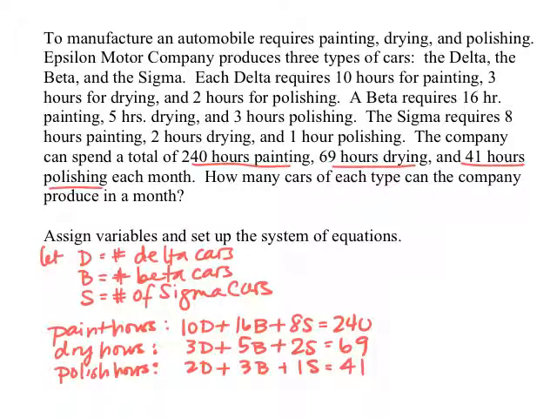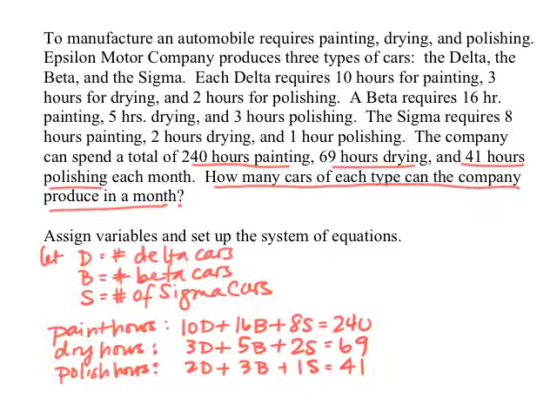All right, so this was a little confusing to set up the system and assign the variables. I always go to the question mark. How many cars of each type can the company produce in a month? So that's how I assign my variables. We have 3 kinds of cars. We have delta, beta, and sigma cars. So when I assign my variables, therefore, the number of deltas, the number of betas, and the number of sigma cars. So I use D, B, and S.